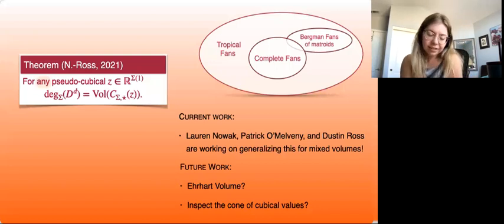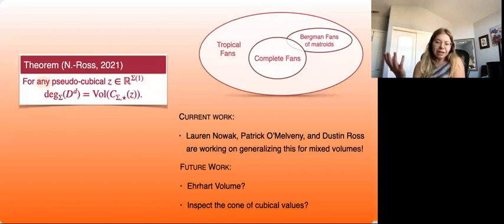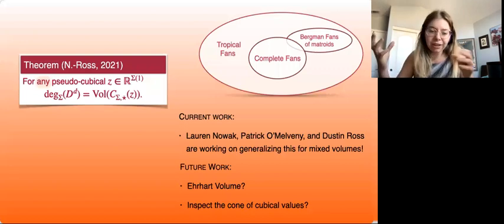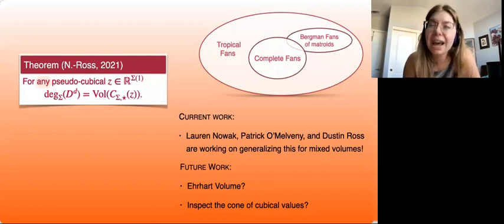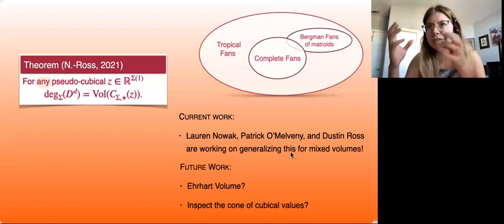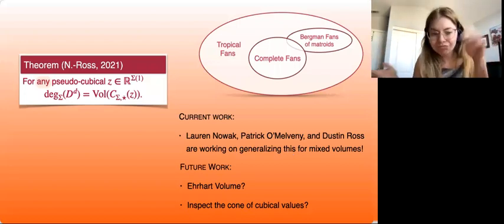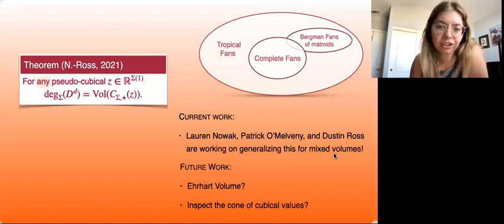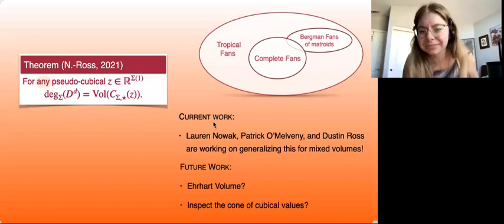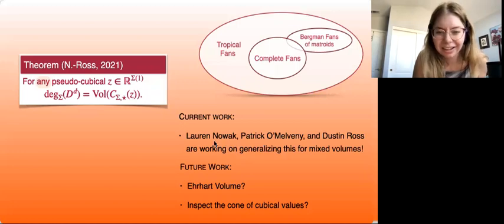Some other directions that the ideas we developed here can take is looking at Ehrhart volume. If we can count volume, maybe we should be able to count lattice points. Additionally, the cubical values define a cone. Maybe that cone has some interesting structure. Maybe it tells us things about the fan itself or the matroid. Who knows? I think that direction is pretty interesting.